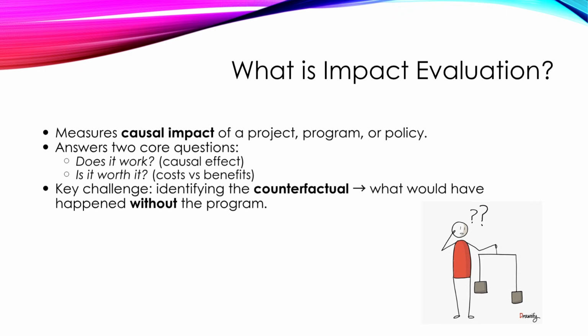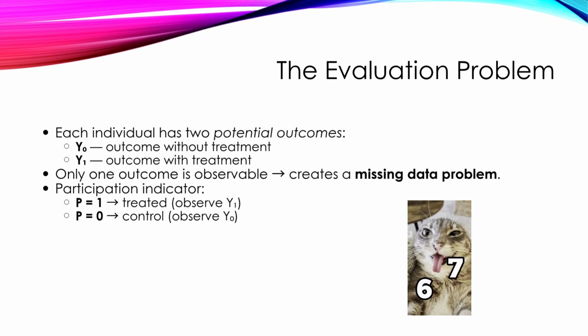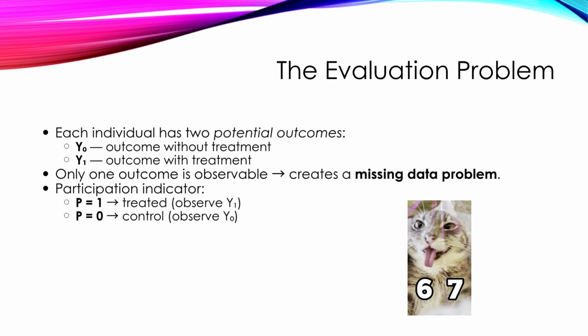We can usually measure outcomes of interest for people who participate in the project or program or are affected by the policy. The hard part is measuring what their outcomes would have been if they didn't participate, and this is called the counterfactual outcome. So now we take a look at the evaluation problem. What is the causal impact of the program, project, or policy on the outcomes of interest?